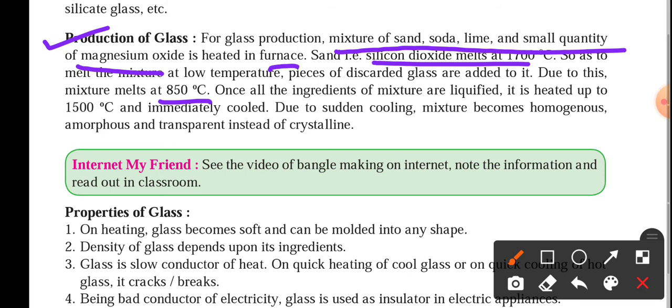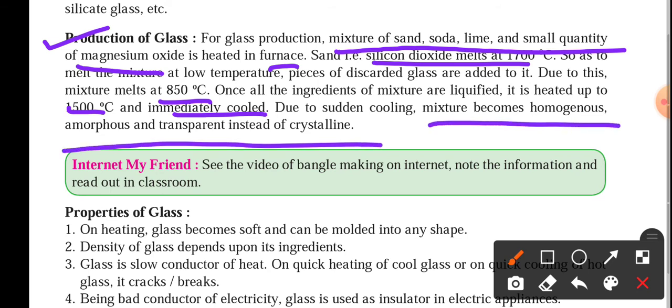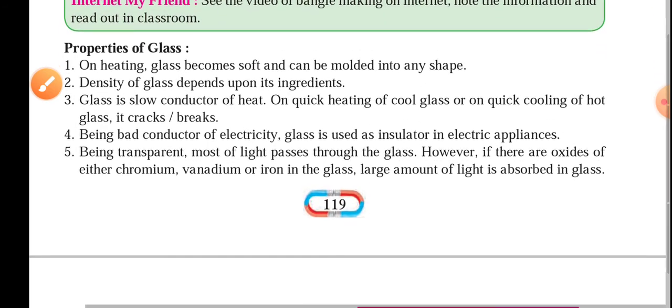Once all the ingredients of the mixture are liquefied, it is heated up to 1500 degrees Celsius and immediately cooled. Due to sudden cooling, the mixture becomes homogeneous, amorphous, and transparent instead of crystalline. So this way they are producing the glass.